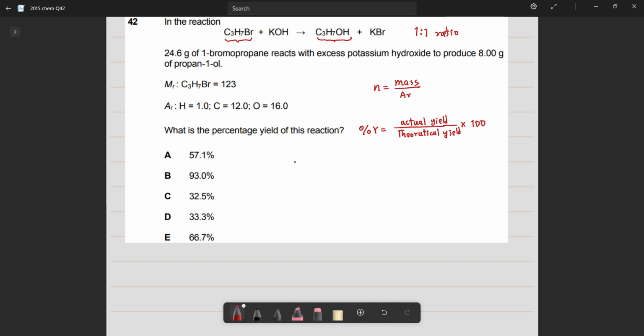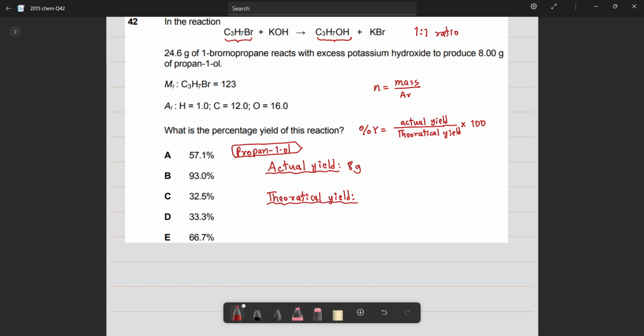So what's the value for the actual yield here? We directly know it's 8 grams of propan-1-ol, since we are focused only on the product propanol. So it's 8 grams, and we're focusing this on propan-1-ol. Now we have to find the theoretical mass of propan-1-ol, or theoretical yield.